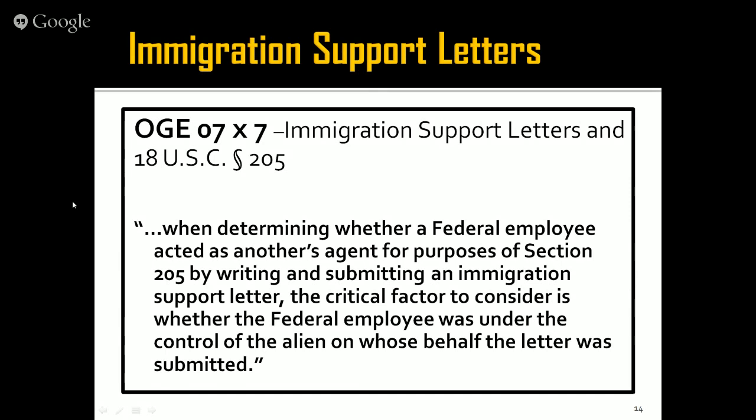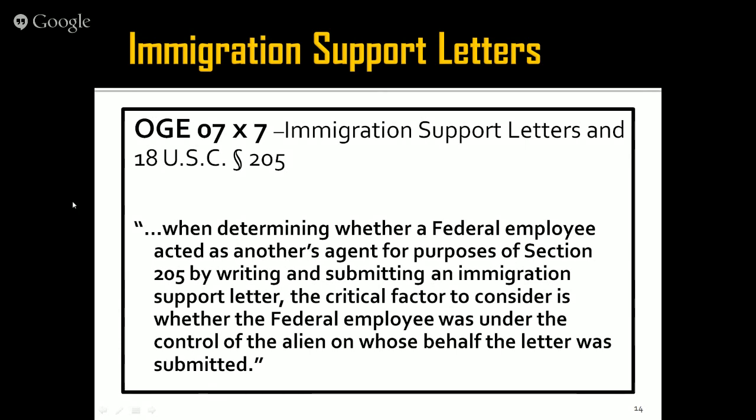Now, this same issue comes up in the context of letters of recommendation, and what I'm about to say applies to letters of recommendation for employment too. But we talk about it more explicitly in these immigration support letters because there's a lot of question about whether or not engaging in that kind of a communication would implicate the criminal statute 18 U.S.C. section 205. And what does 205 generally prescribe, Patrick?